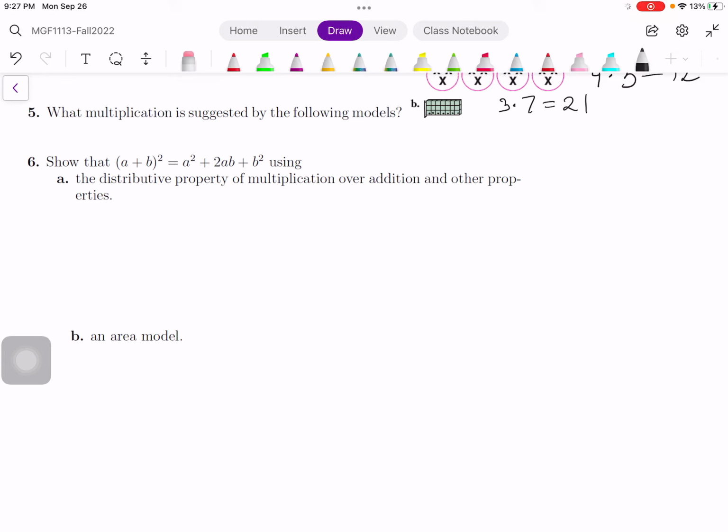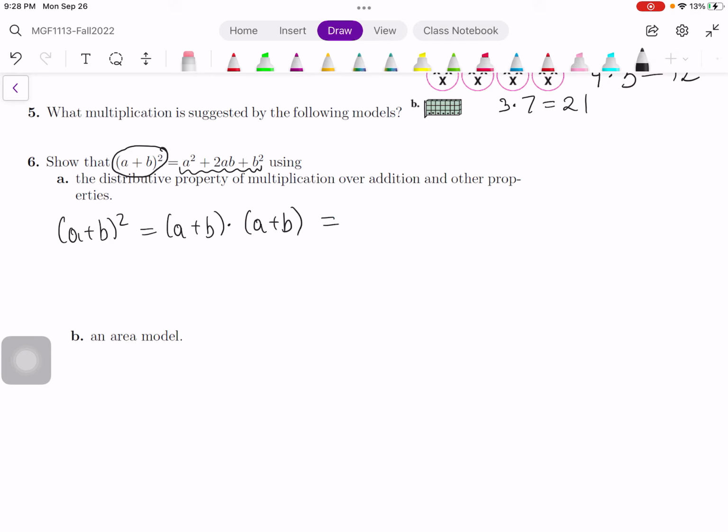let's do that. Show that this is true using the distributive property of multiplication over addition and other properties. So basically what I'm going to do is, when I'm proving something algebraically, I always start with one side and the goal is to arrive at the other side. So I'm going to start with the left-hand side. I understand first what the square stands for.